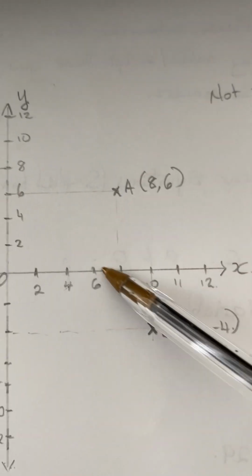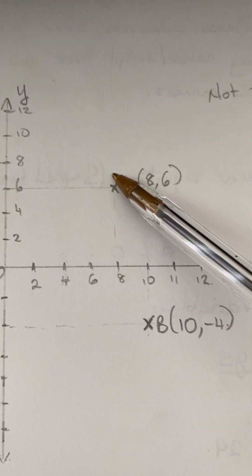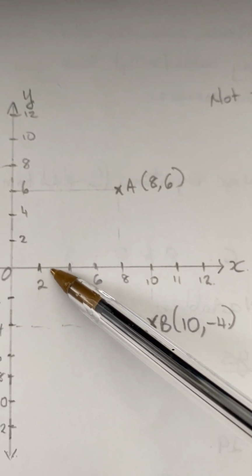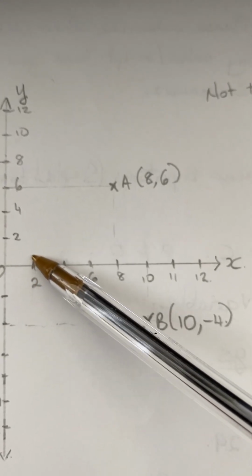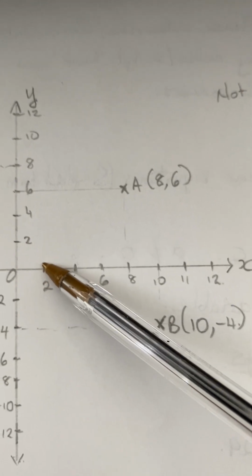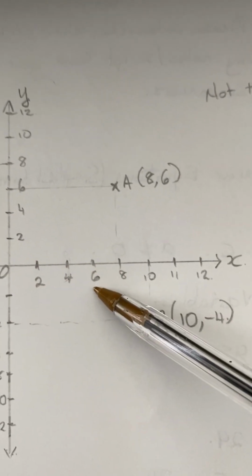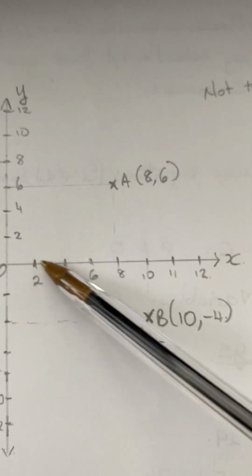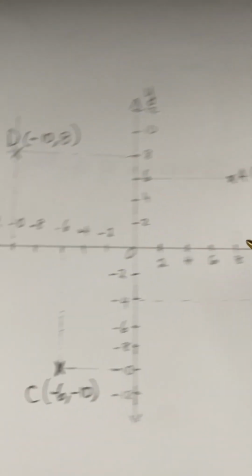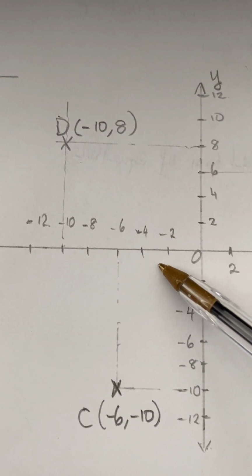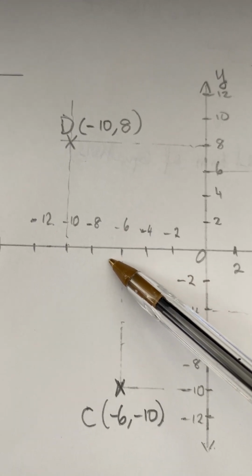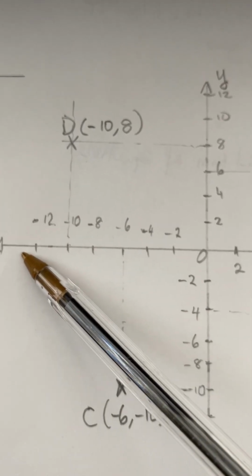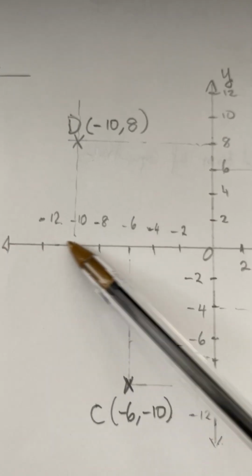This graph is not to scale. I've just used eye judgment to try and do equal intervals of 2. So I have 2, 4, 6, 8, 10, 12 for the positive side of the x-axis, and then I have -2, -4, -6, -8, -10, and -12 for the negative side of the x-axis.